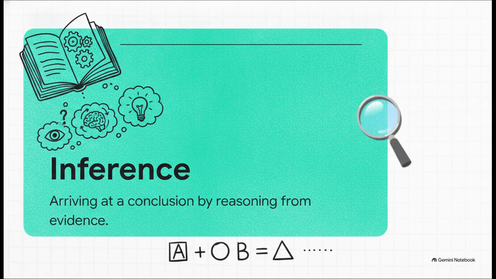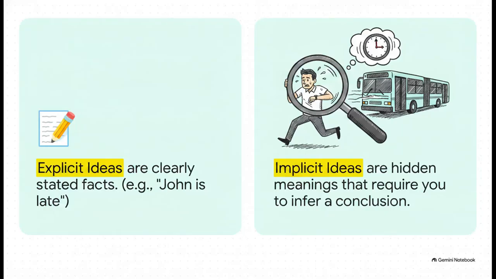It's a highly educated, logical deduction based strictly on the clues the author has provided. Think of it like math with words. If the author gives you point A and point B, it's your job to draw the line that connects them to point C. This transition from basic reading to advanced detective work relies entirely on uncovering implicit ideas.